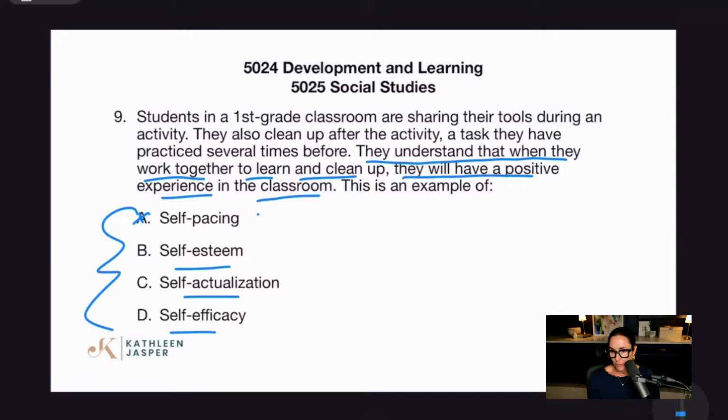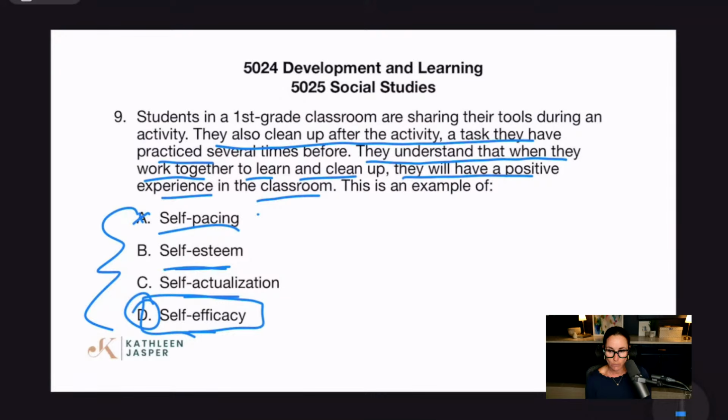Okay. Now you might be torn between self-esteem because self-esteem can lead to positive experiences, but this is actually self-efficacy. I can do it. I can work together. I can clean up. They also clean up after the activity. This is beyond self-esteem. Self-esteem is feeling good about yourself. Self-efficacy is that you know you can do something. And when we teach students to work together, they'll be even more successful. That's very, very important. Self-pacing is like individual work and you're pacing yourself. It's kind of a nonsense answer, and you will see some nonsense answers on the exam.